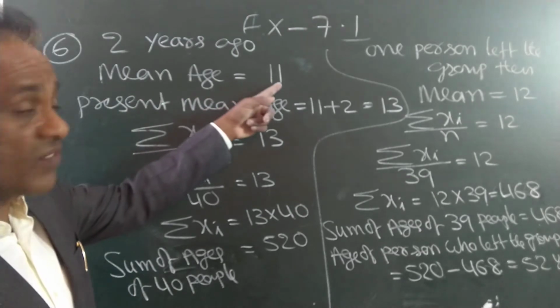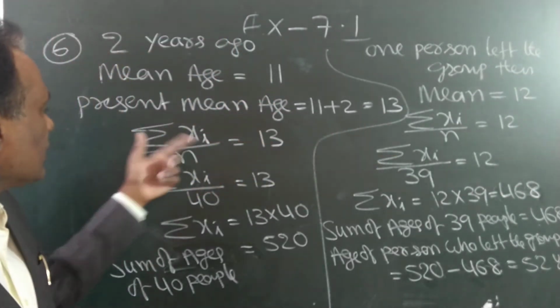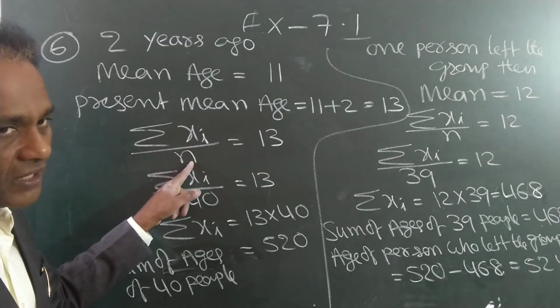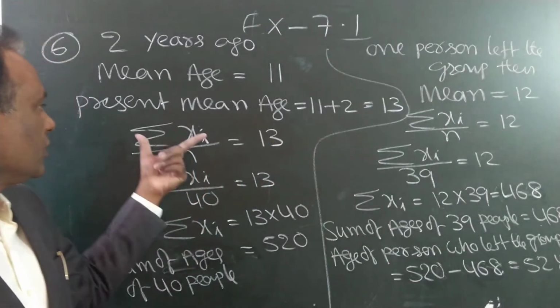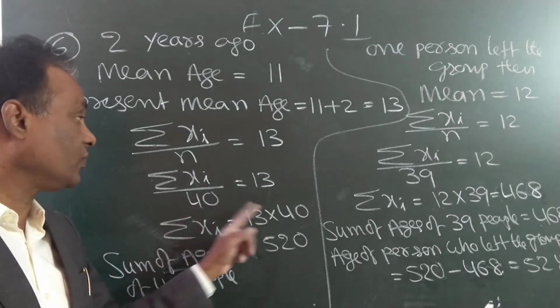Two years ago the mean was 11. After 2 years the mean will become 13. Mean is nothing but the sum of the ages divided by the number of persons, which is equal to 13. The number of persons is 40, that's why 13 into 40 is 520.